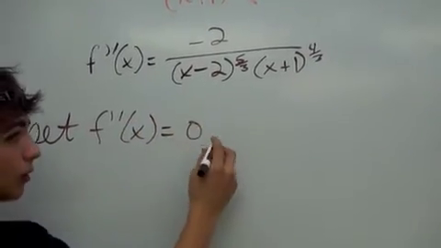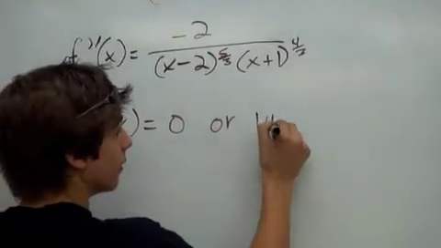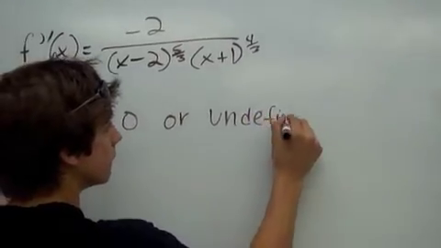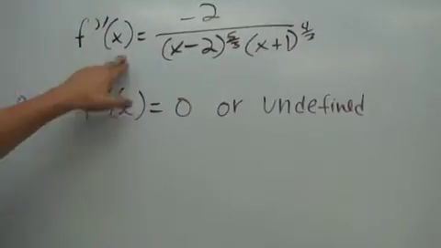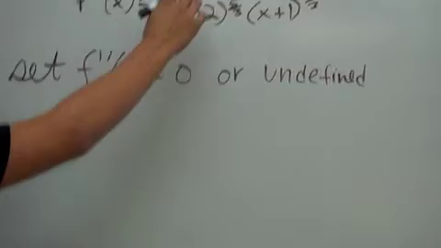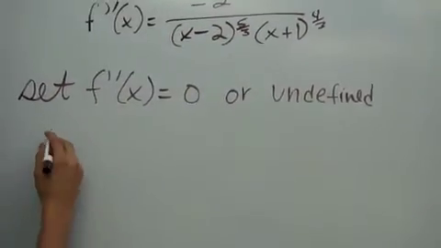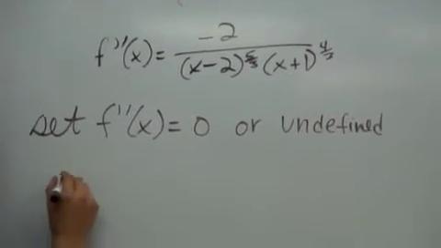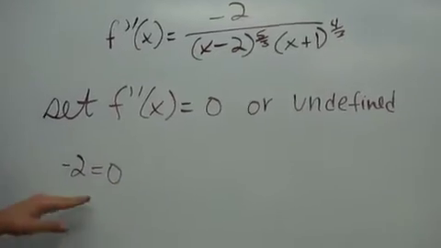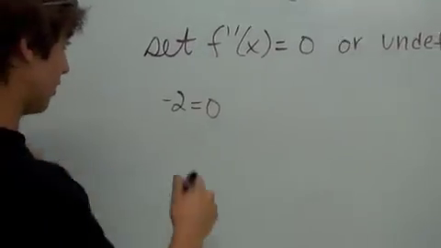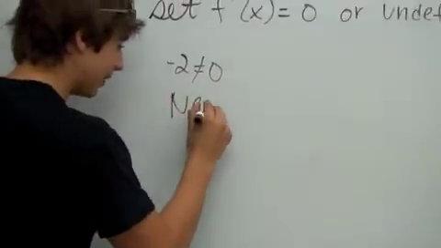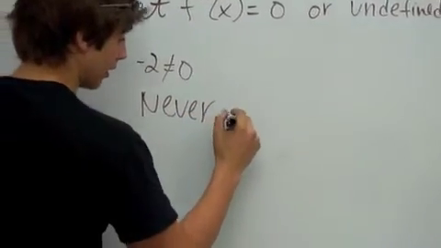equal to 0 or undefined. Alright, in order for the second derivative to be equal to 0, you have to set the numerator equal to 0. So it is going to be -2 equals 0. And since that can never happen, so it can never, ever happen.